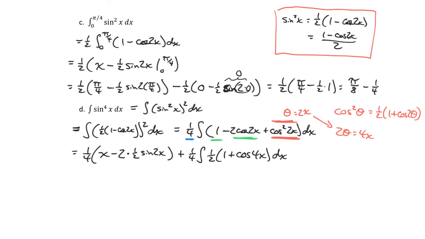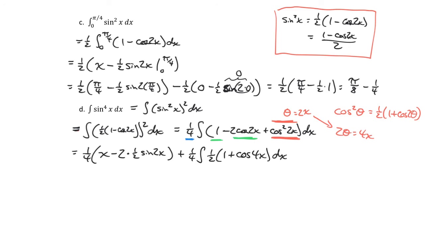Cosine squared of an angle is 1/2 times 1 plus the cosine of twice the angle. My angle here is 2x. So cosine squared of the angle 2x is going to be 1/2 times 1 plus the cosine of twice the angle 2x, which will be 4x. And now we're ready to find the antiderivative.